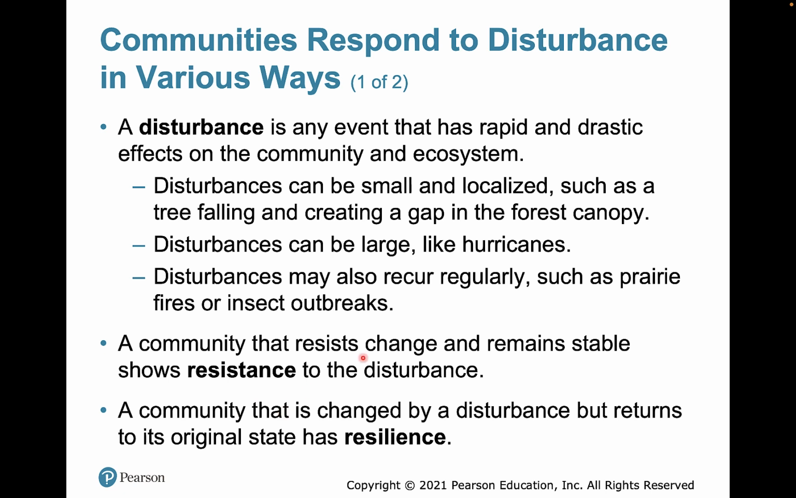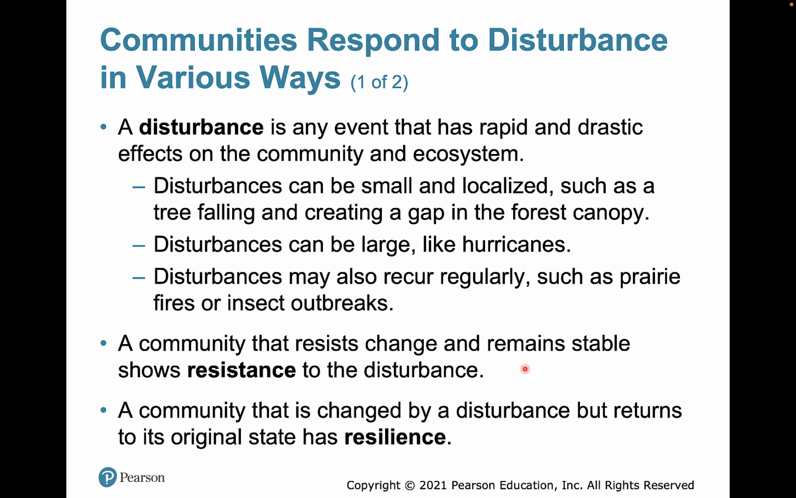So we can look at disturbances. Disturbances in the environment are natural. For the most part, there are human-induced ones, which we're going to talk about. So it's any event that has rapid and drastic effects on a community and the ecosystem as a whole. They can be small and localized, like a tree that falls. They can be big, like a hurricane or a fire, or they can be regular, right? So fires on the prairie are a normal natural thing. Insect outbreaks are also a pretty regular thing.